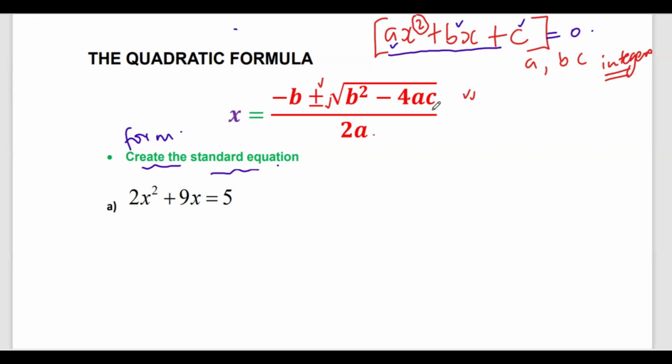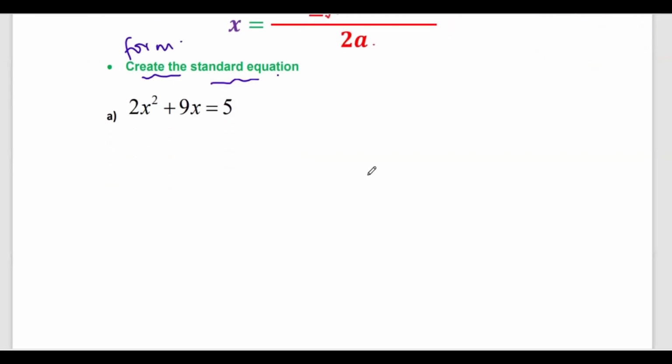Okay, so let's see if we have this kind of question. 2x squared plus 9x is equal to 5. So this is not a standard form. I'll move the 5 to that side. So I'll have my 2x squared plus 9x minus 5 is equal to 0.